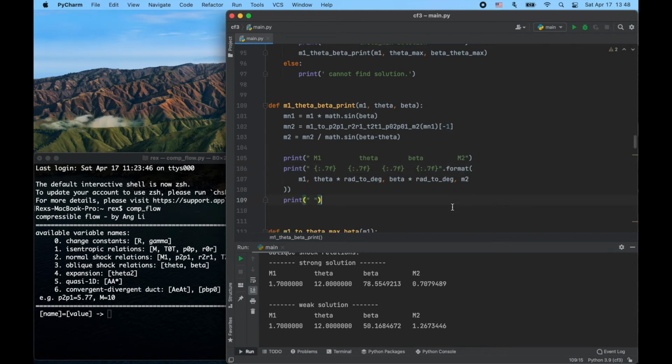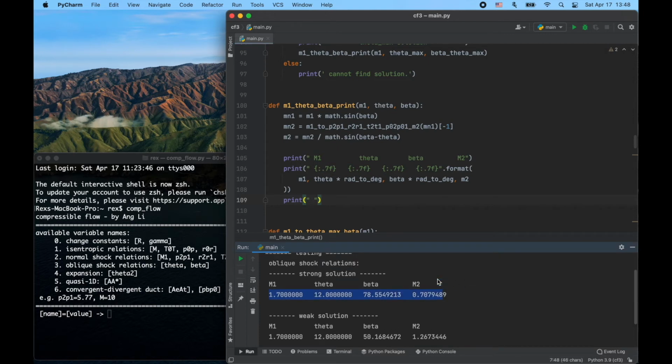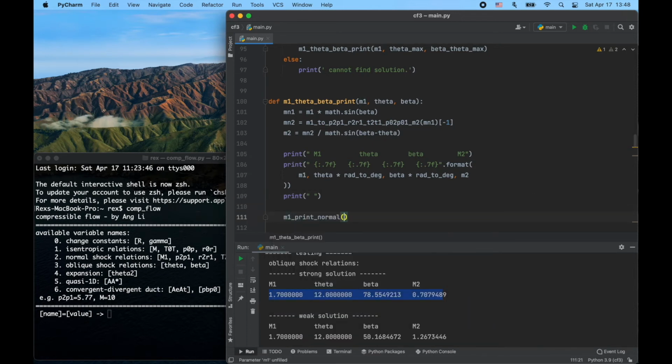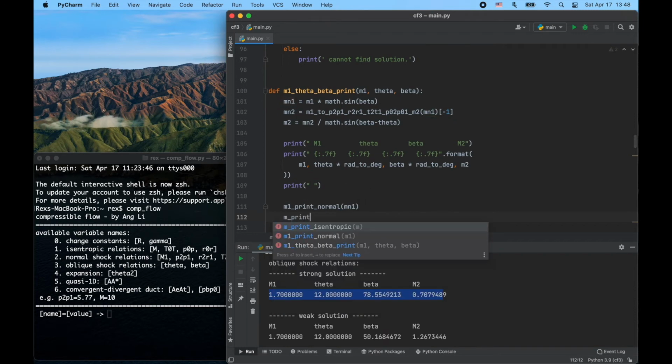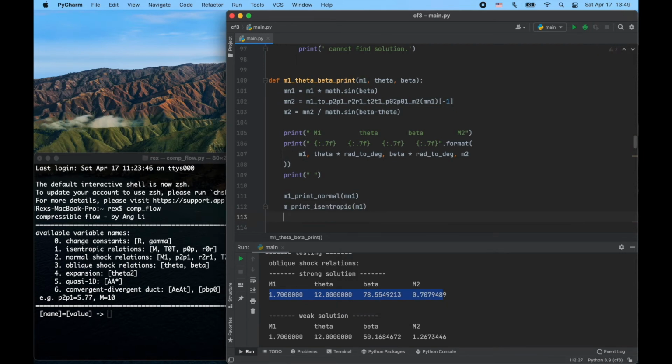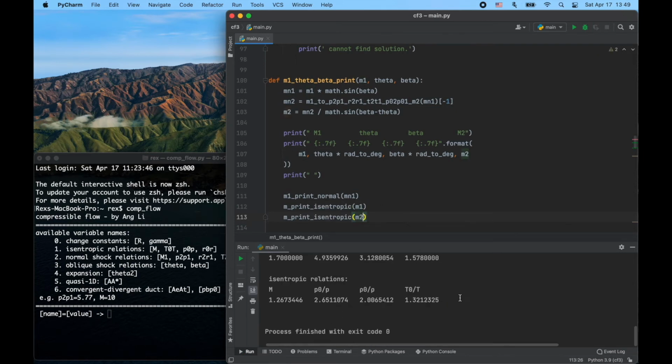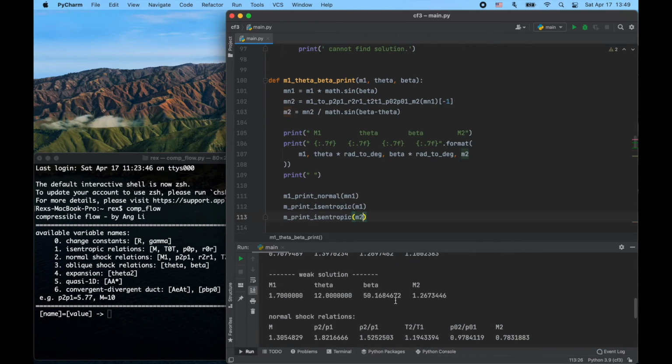What else can we print out? We can print out the normal shock relation across the oblique shock, right? We can also print out the isentropic relation before the shock wave and after the shock wave. So this is M1 and this is M2. Yeah, we have all of these 4 relations.